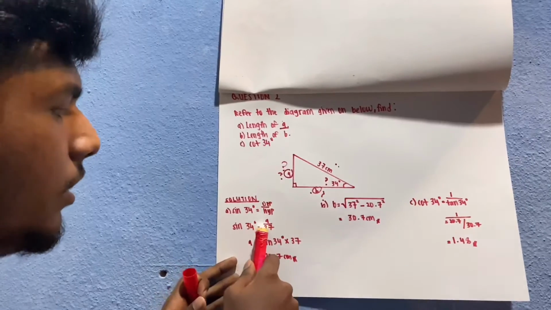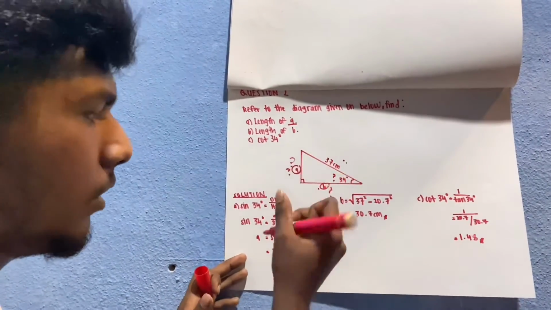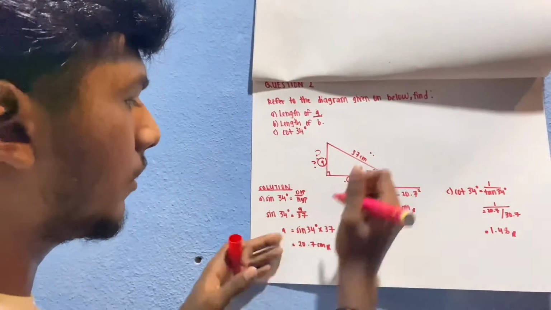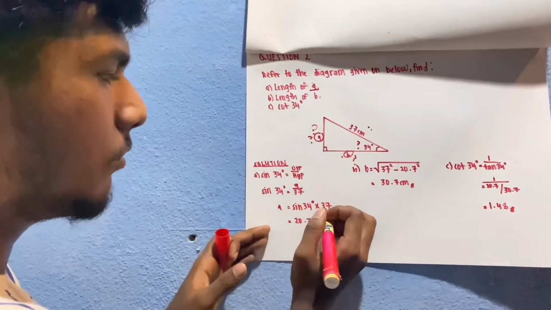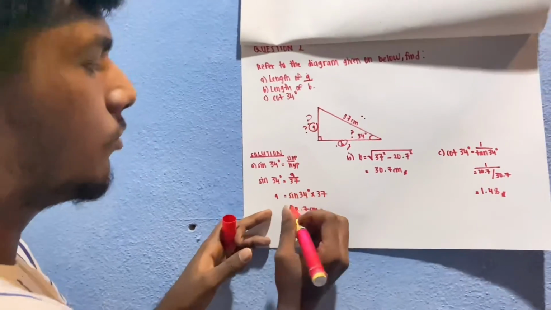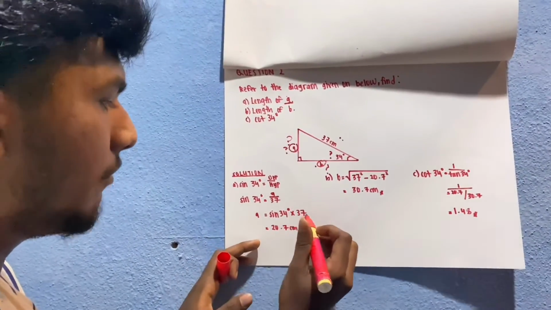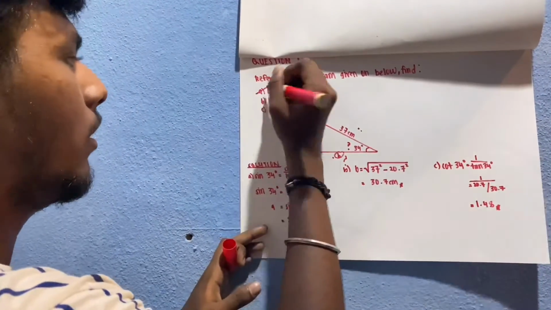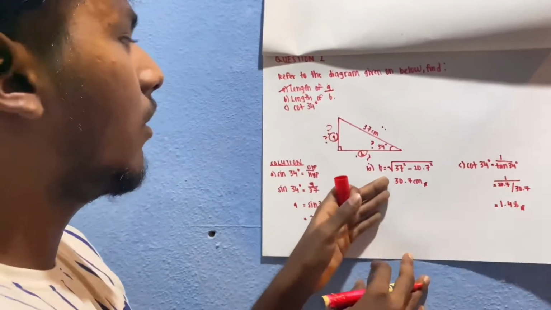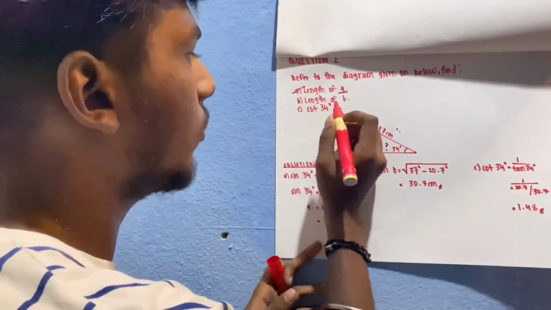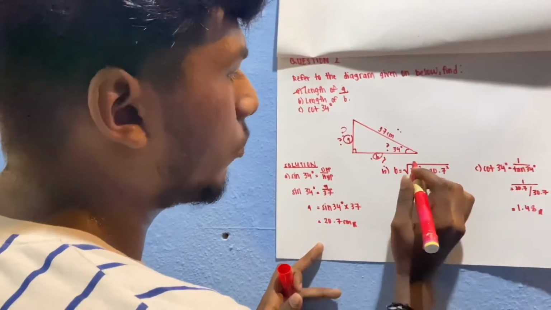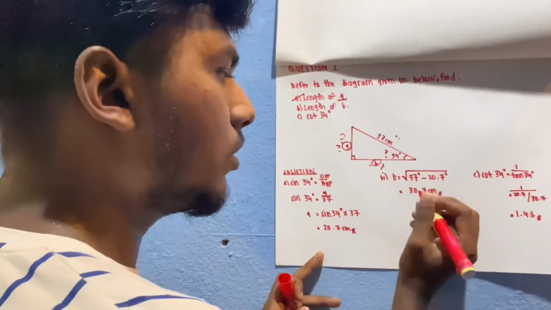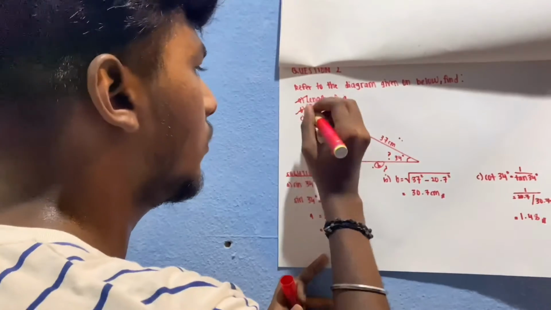Sin 34 degrees equals, we don't know what the opposite value is, so we put A, and the 37 is the hypotenuse. If we follow the algebraic equation, we get A equals sin 34 degrees times 37, which equals 20.7 cm. For question A, we already have the answer. For B, the length of B, we take the square root of 37 squared minus 20.7 squared, which equals 30.7 cm. So this is also done.